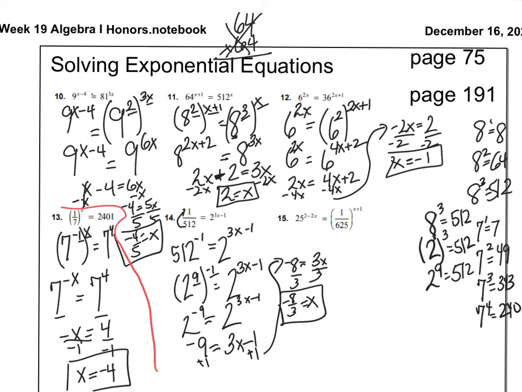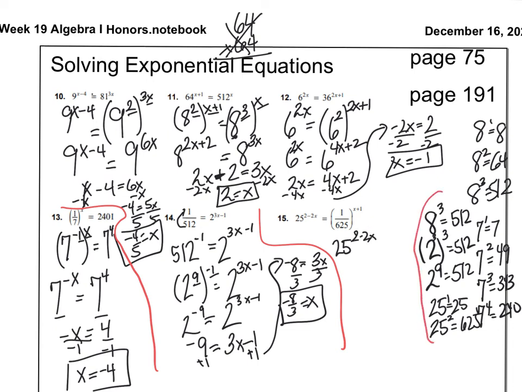Okay, and my last example for this week's notes is 25 to the 2 minus 2x equals 1 over 25. Well, of course we know 25 to the first power is 25. I do believe 25 to the second power, 25 times 25, is 625. So I'm going to leave the left-hand side as 25 to the 2 minus 2x. Let me draw myself a red line just to get this. It's my little doodles on the side.